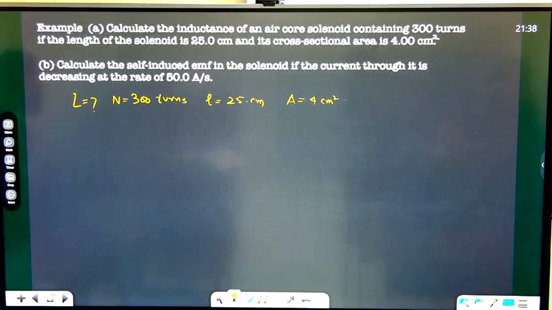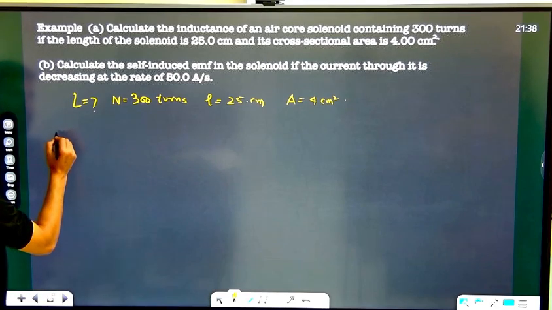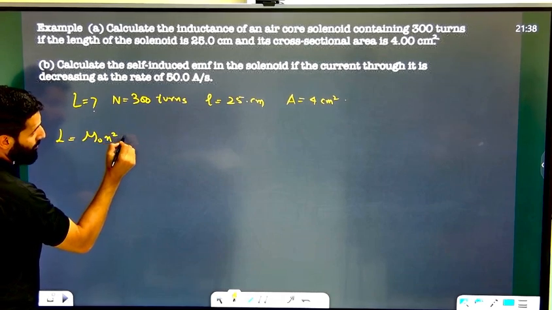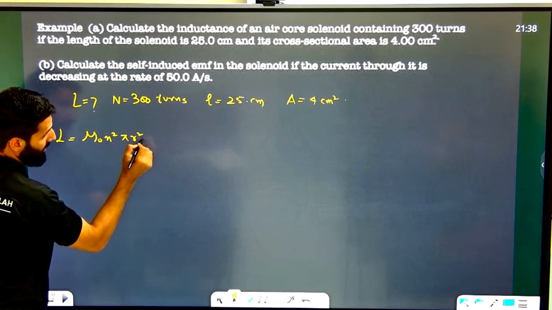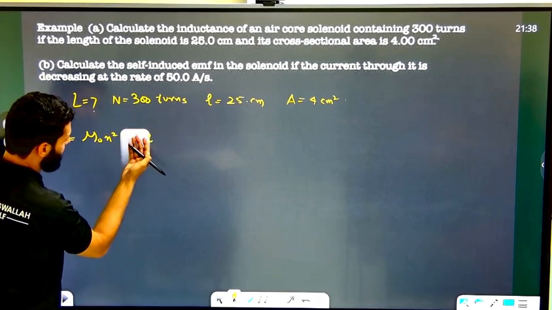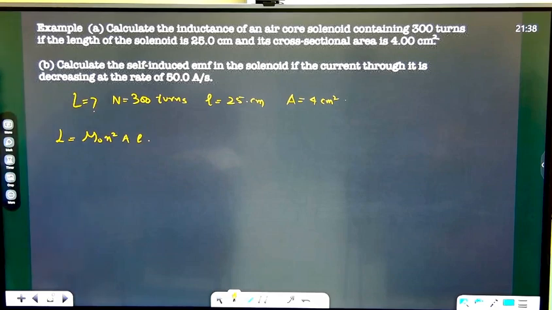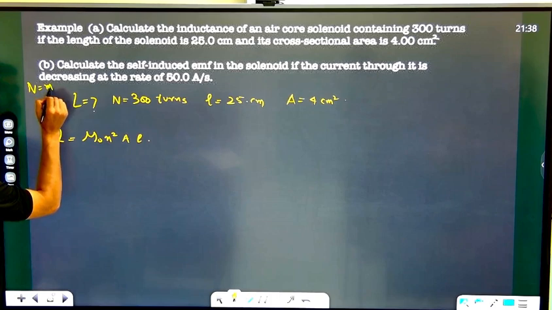L is equal to mu naught N square into pi R square into L. Pi R square is A directly, so A into L, right? But this is capital N, the total number of turns. Can I write N is equal to small n into L?